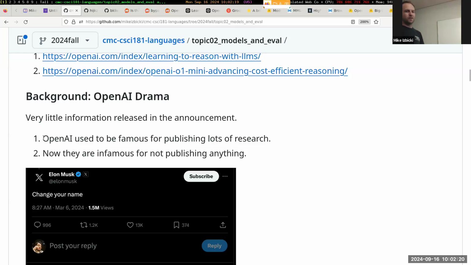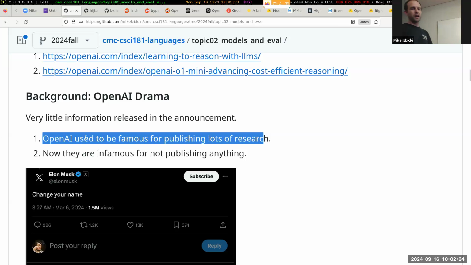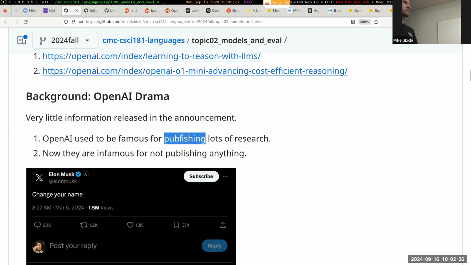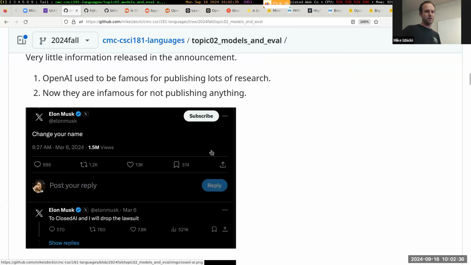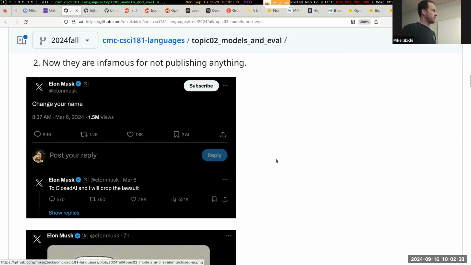And if you haven't been following the news super closely, OpenAI used to be famous for publishing lots of research and actually sharing their results. Now they're very famous, or infamous, for not publishing anything, just putting up these blog posts that would not pass peer review anywhere. Elon Musk famously is against them for this. Lots of people are against them for this.